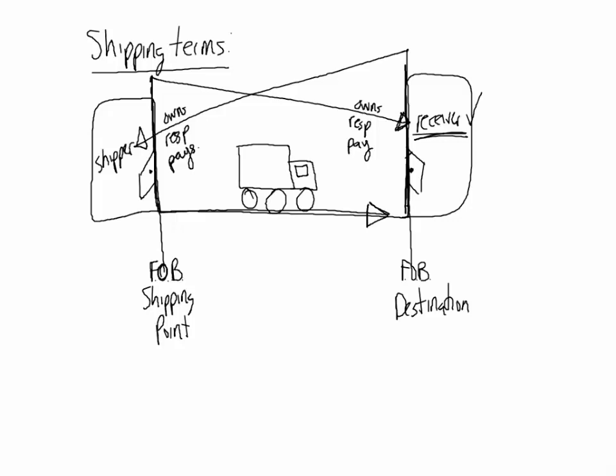So these are the terms we use. If it's FOB shipping point, don't forget, FOB shipping point means receiver owns. FOB destination means that the shipper owns. Now, how can this become a little bit more complex?